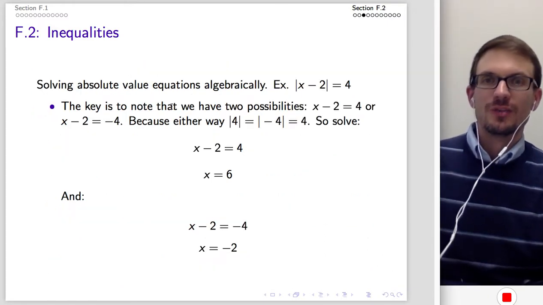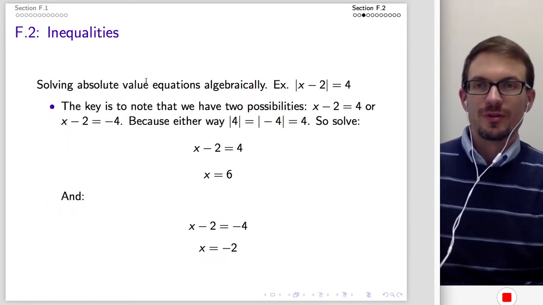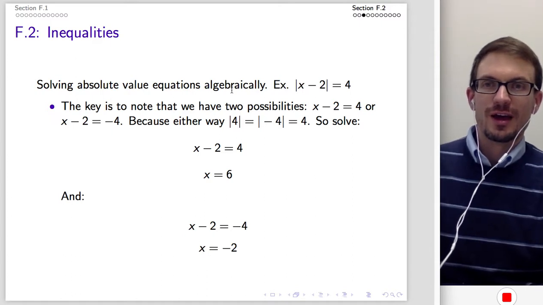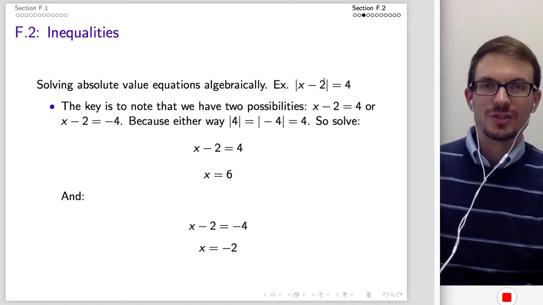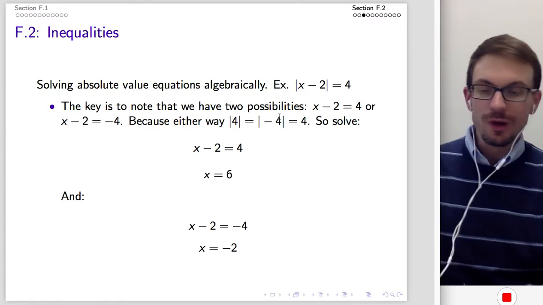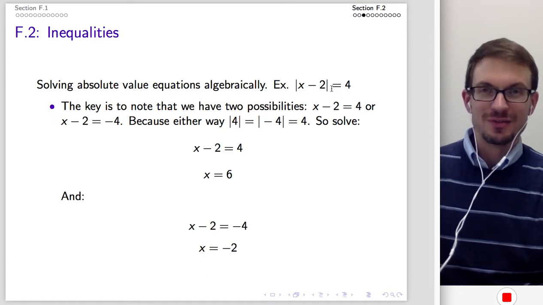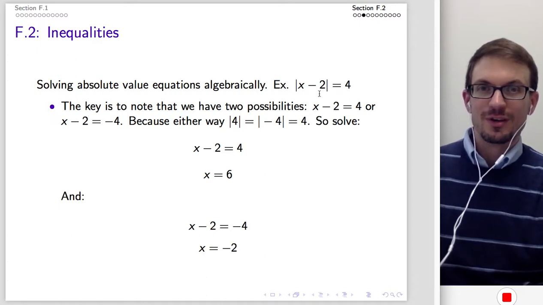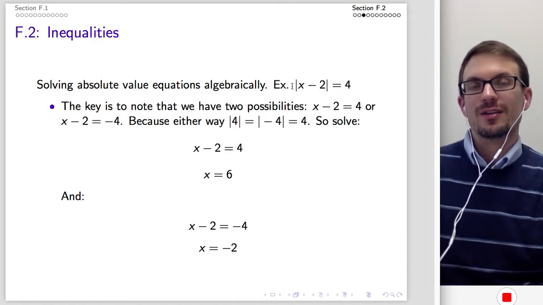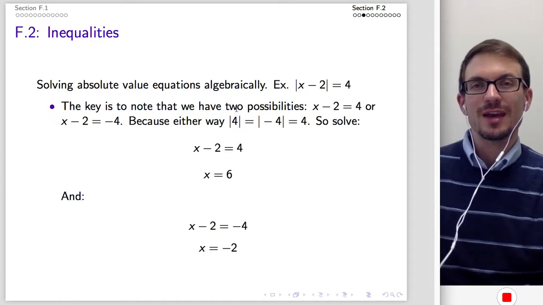Okay, so let's go a little bit further and let's think about solving absolute value equations algebraically. So for instance, suppose we have absolute value of x minus 2 is equal to 4. Well, we know x minus 2 can either be positive 4 or it can be negative 4. So we know that the quantity x minus 2 is between negative 4 and positive 4.